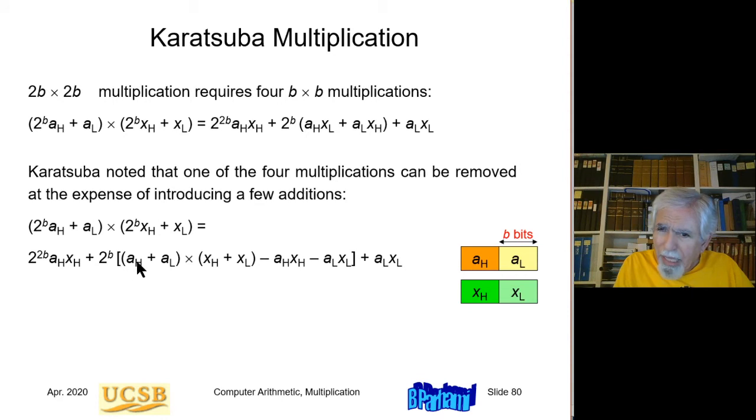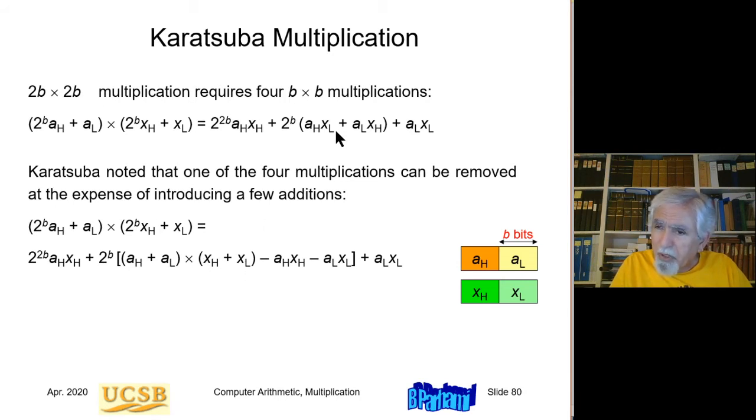I have 2 to the B AHXH, that does not appear in that expression. So I subtract that extra term. And then 2 to the B ALXL, I subtract that one as well, so that the result corresponds to that. And then ALXL, the last term, appears here. Okay, now this expression, if you look at it carefully, involves three multiplications. One, ALXL, two, AHXH, and three, the sum of AH and AL, multiplied by the sum of XH and XL.